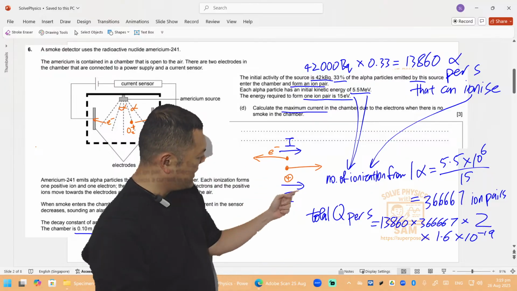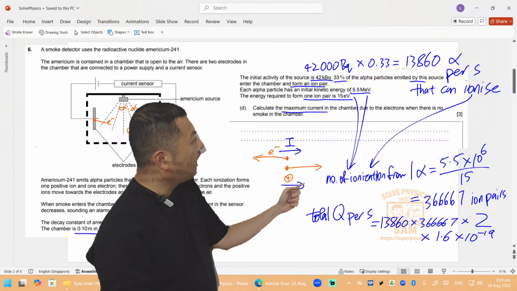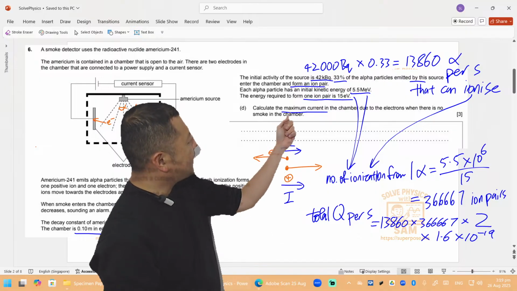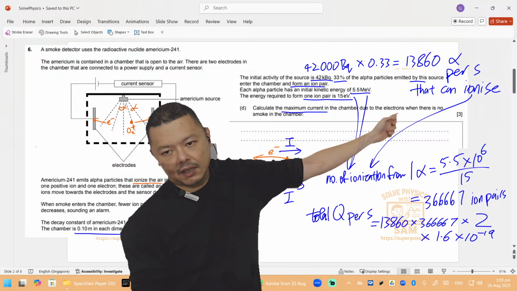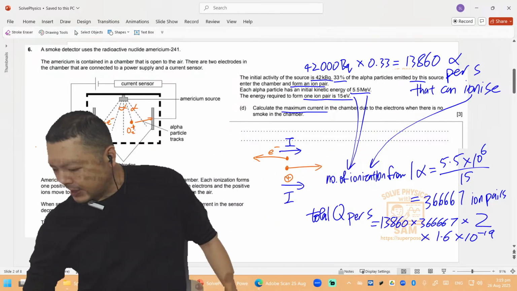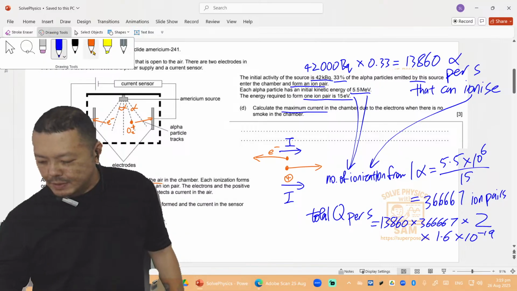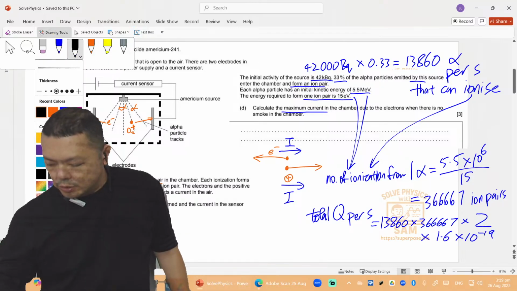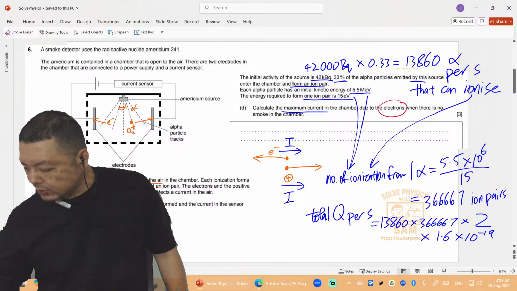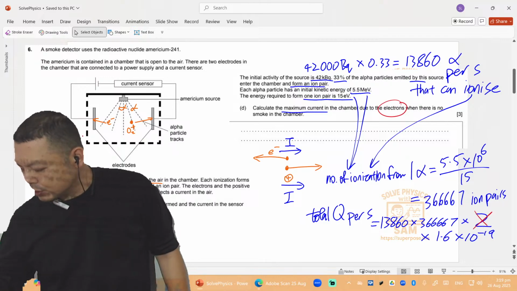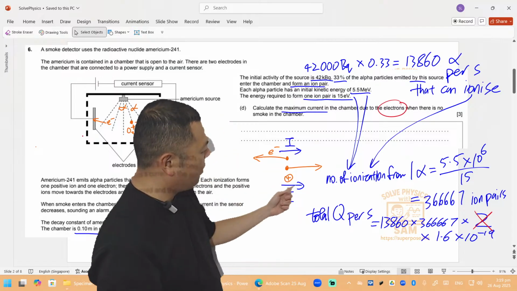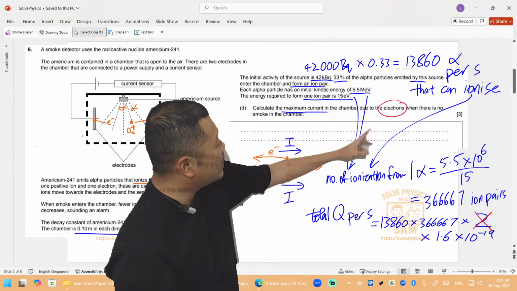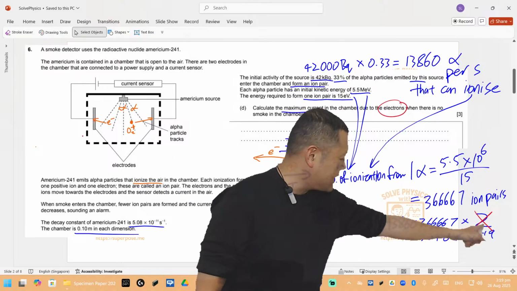So the current is going this way, right? But then the question says maximum current due to electrons only. Yeah, these people, make up your mind. You want to make it hard, just make it all the way. So it's only due to the electrons. So yes, don't need the times 2, right? Because I assumed you're talking about one electron and one positive ion. So only due to the electrons, so I cancel away the times 2.